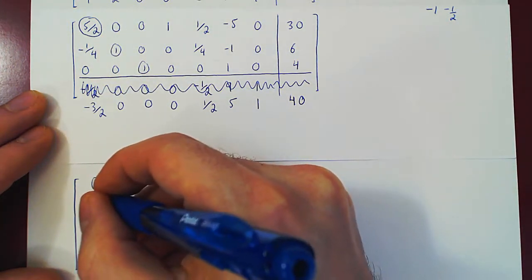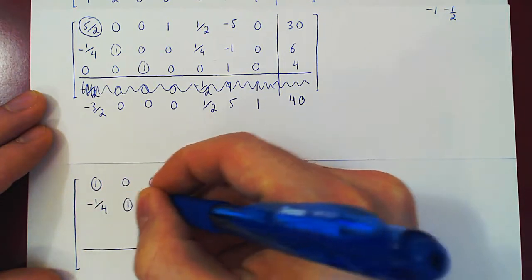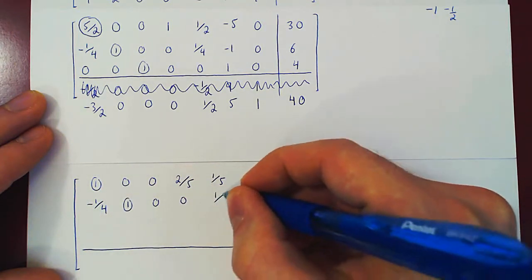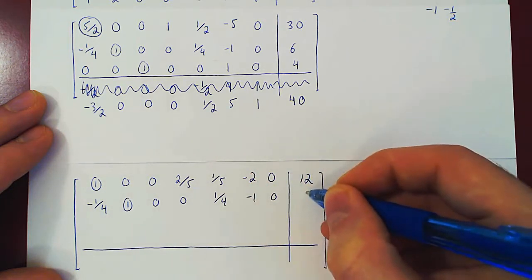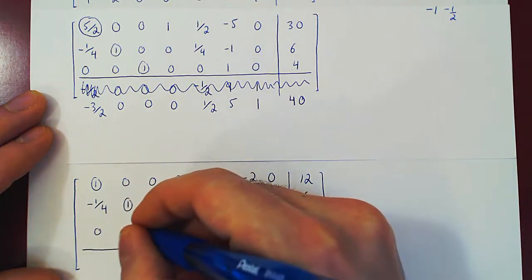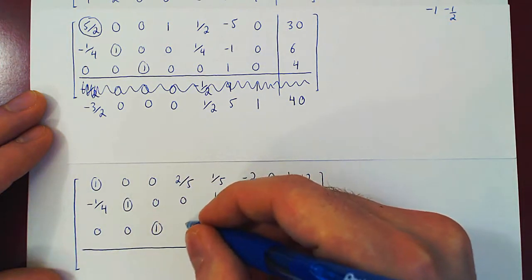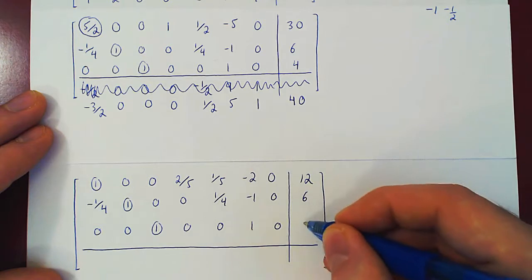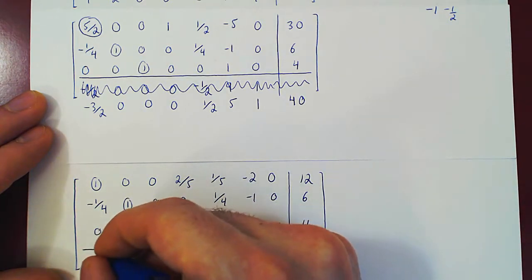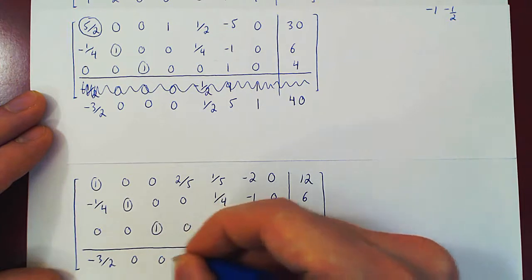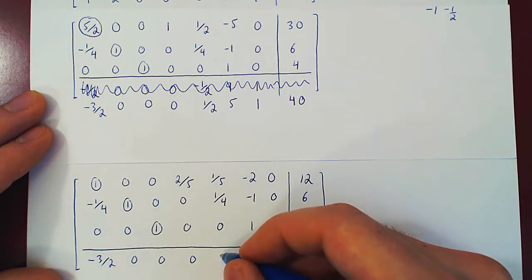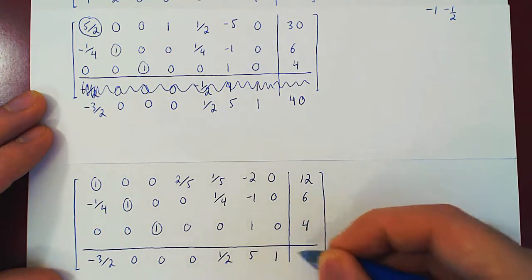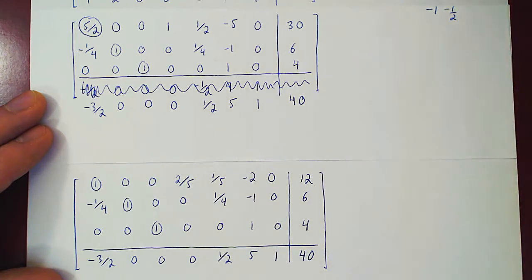So -1/4, 1, 0, 0, 1/4, -1, 0, 6, 0, 0, 1, 0, 0, 1, 0, 4, -3/2, 0, 0, 0, 1/2, 5, 1, and 40. Alright, so we're good to go.